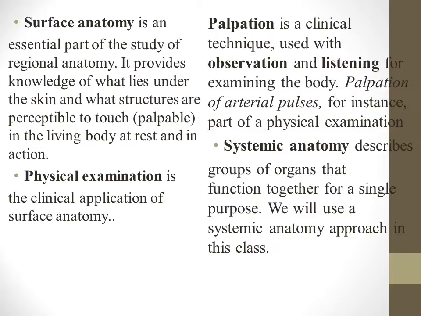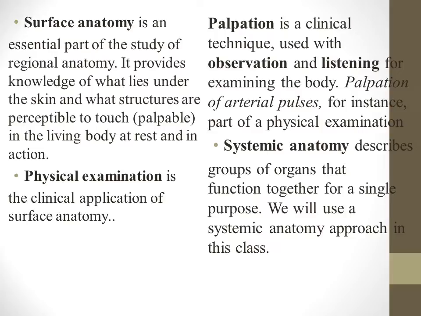The second division of anatomy is systemic anatomy, which describes a group of organs that function together for a single purpose. What are these groups of organs? You know, we have different organs in the body. We have the heart, the stomach, the liver, the lungs, etc. All these organs are grouped together to form a system that is going to be studied. And this systemic anatomy is the one that we are going to be focusing on majorly in this class.